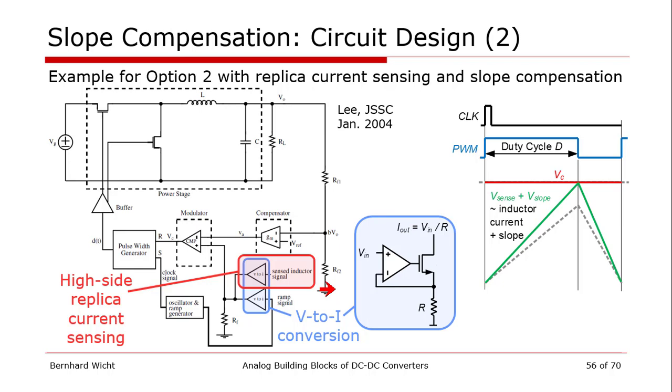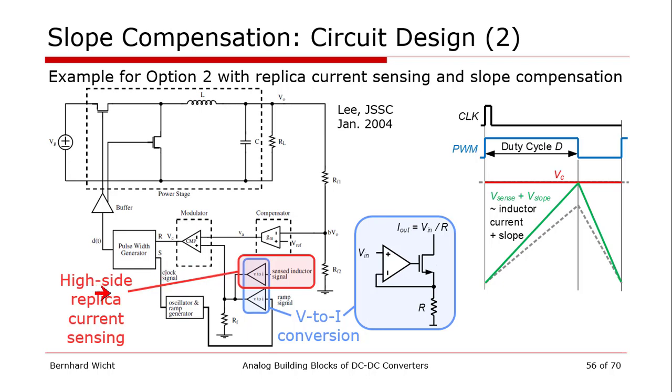I've taken a picture here from one of the early papers from Philip Mok's group in Hong Kong on current sensing. Again, these little blocks out of their paper are a V2I conversion, and then we add a ramp to the sense current signal.